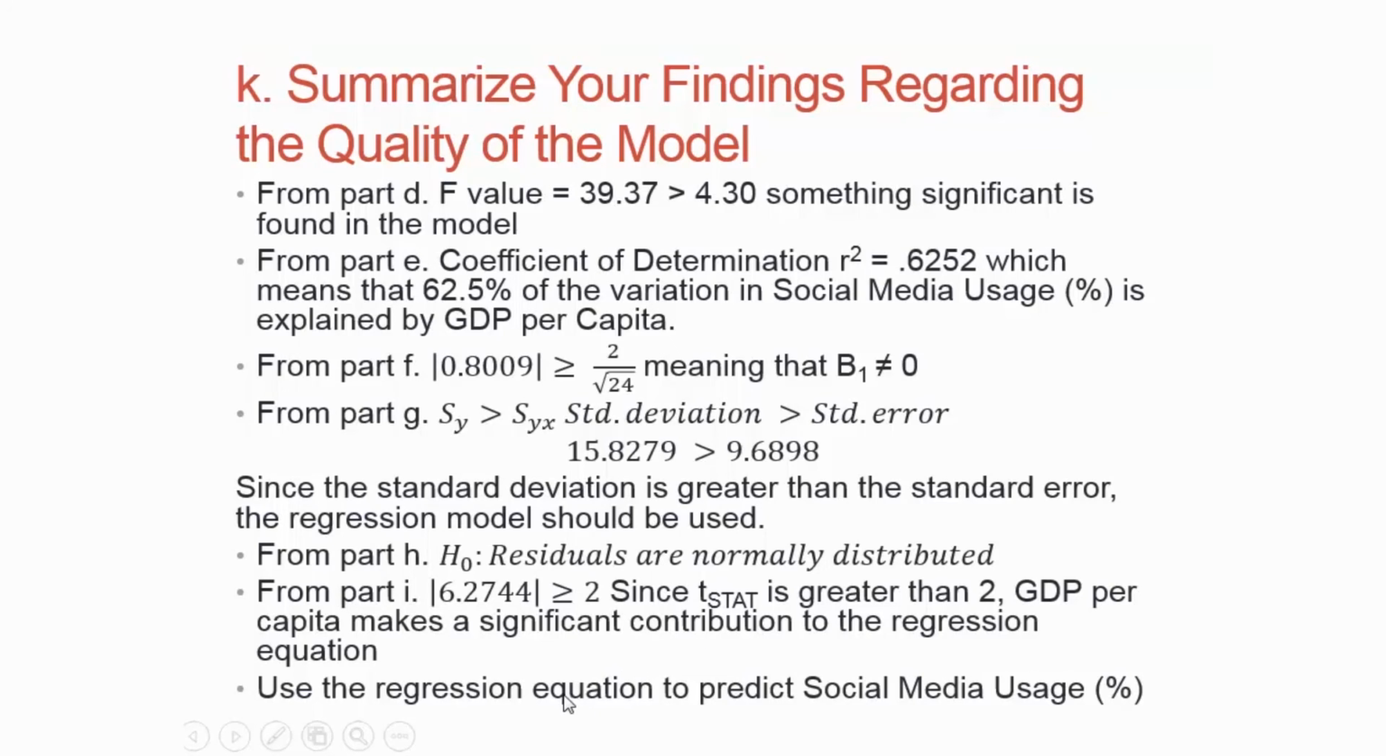My final conclusion is use the equation to predict social media usage because I can do a better job with the equation than without. I'm explaining almost 2/3 of the variation. I've got a highly significant relationship between the dependent and independent variables, and therefore it is a useful model. That's the end of this section.